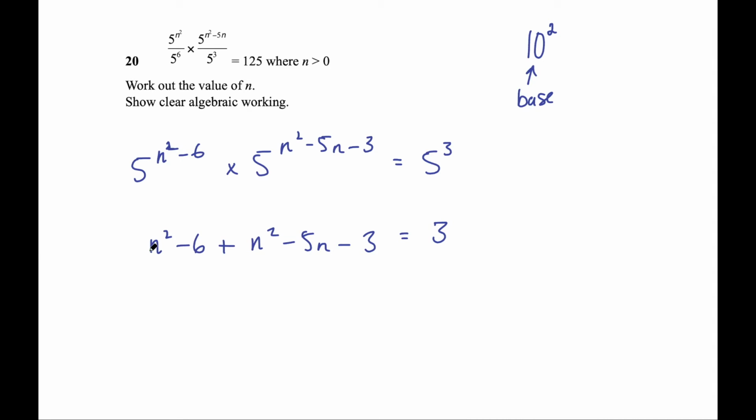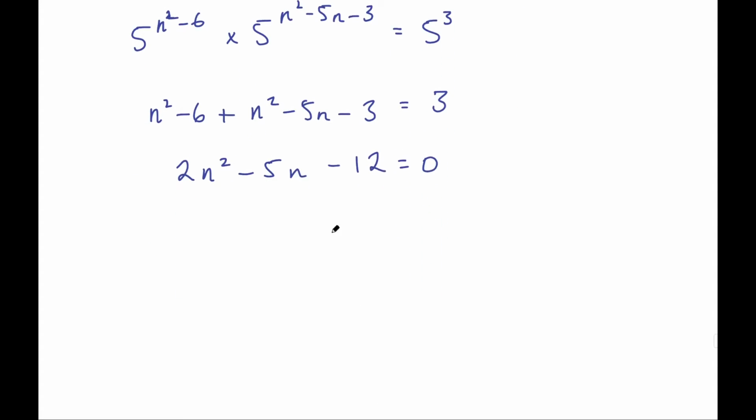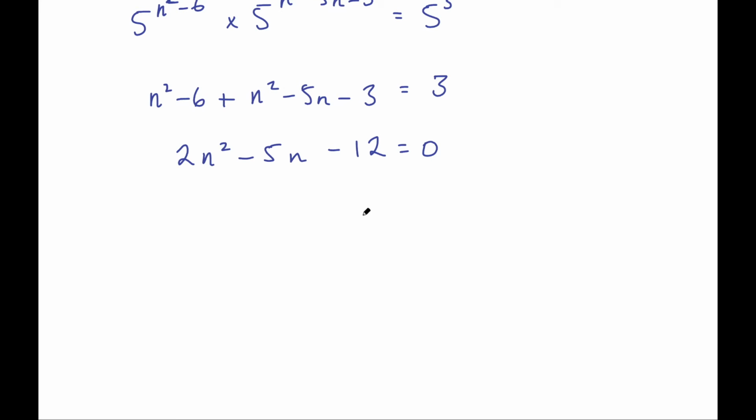Alright, next, keep simplifying. n squared plus n squared is 2n squared. Combine like terms, there's no other n terms, so this will just be negative 5n. Negative 6 take 3 is negative 9, and then also take this 3 from the right hand side. This would be negative 9 take 3 is negative 12, and this would equal 0 because there's nothing left on the right hand side. Then we have a quadratic, and all we need to do is go ahead and see if we can factorize this.